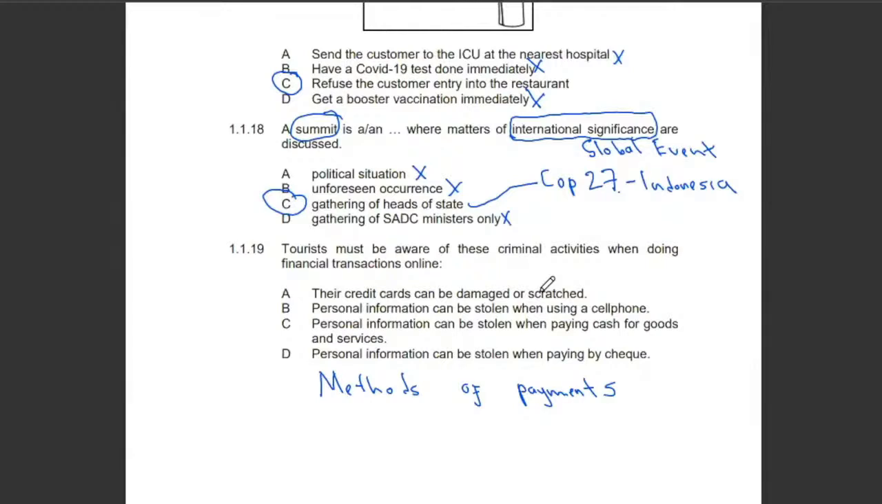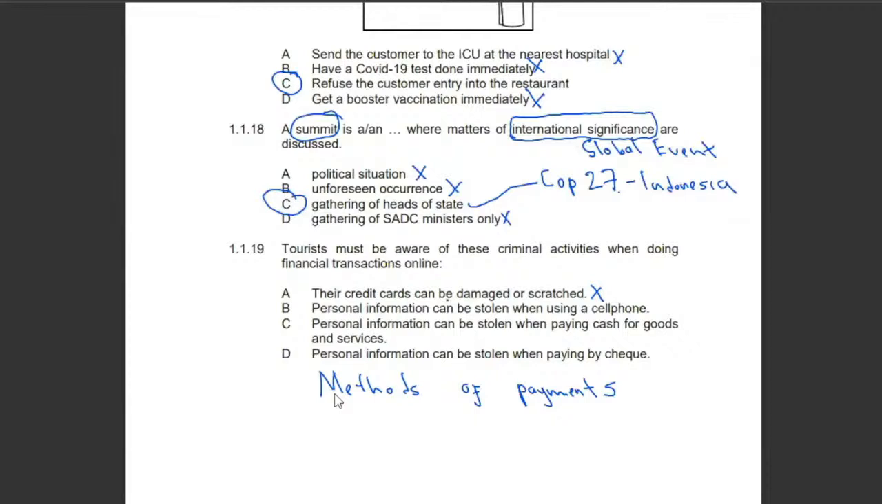So when you are transacting internationally, obviously, your credit cards cannot be damaged because you are transacting online. So you are not doing it in a physical way. So obviously, there is no physical damage. So we are eliminating A.